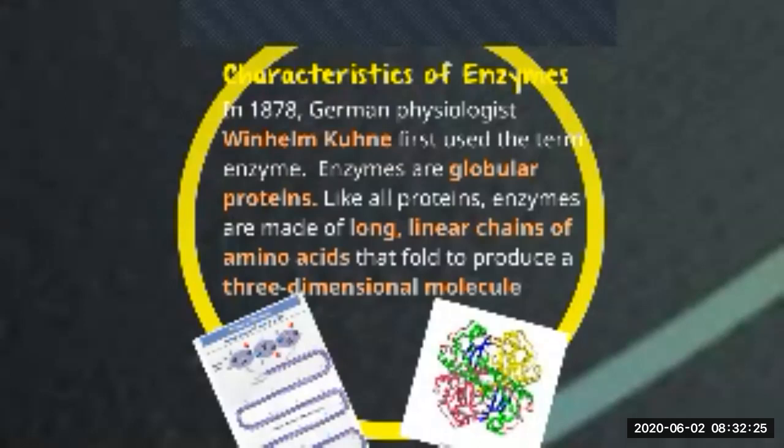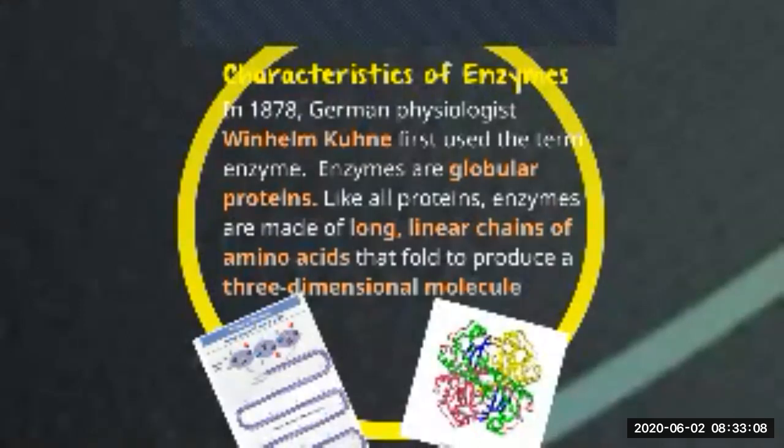In 1878, German physiologist Wilhelm Kuhne first used the term enzyme. So it was Kuhne who introduced this term. He says that enzymes are globular proteins. If you remember, I told you before that hemoglobin is also a globular protein. And I told you over there what globular means. Round in shape. So enzymes are round in shape proteins. All three-dimensional round angles.